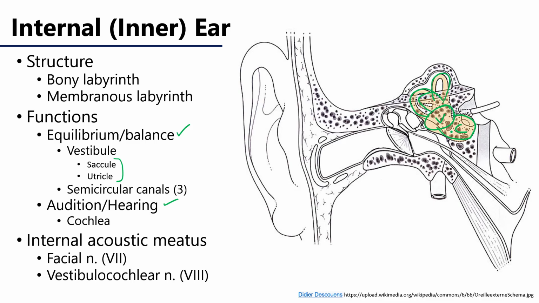All of these senses, equilibrium and balance and hearing, are modulated by the vestibulocochlear nerve. The vestibulocochlear nerve is going to enter into the temporal bone and the inner ear via the internal acoustic meatus. So that is a tube-like opening that goes to the inner ear. And it's also accompanied by the facial nerve, but the facial nerve heads to the canal of the facial nerve and doesn't serve the inner ear.